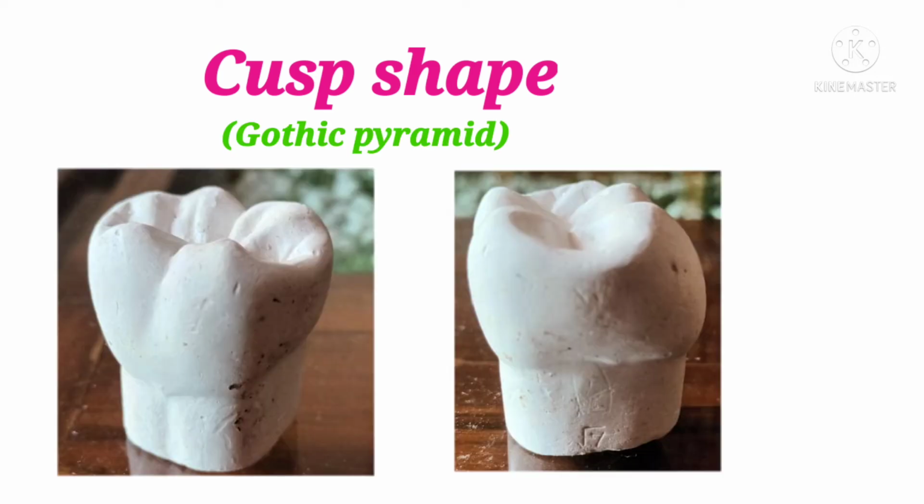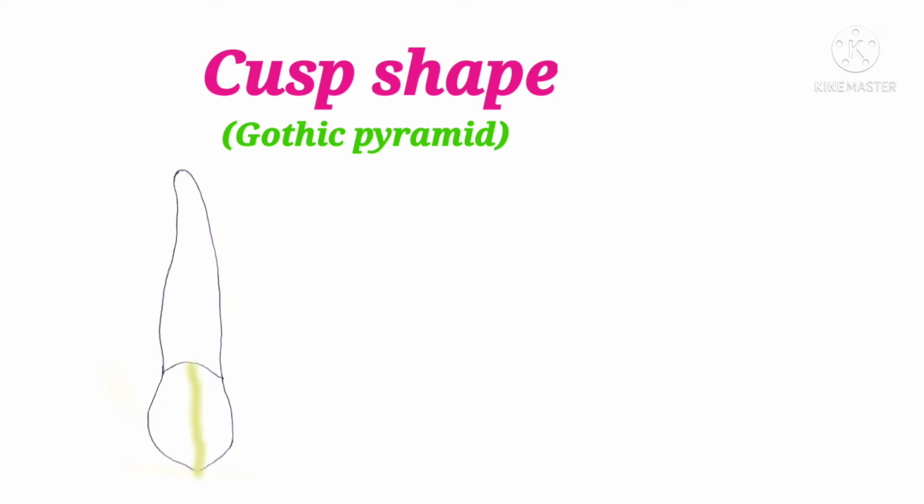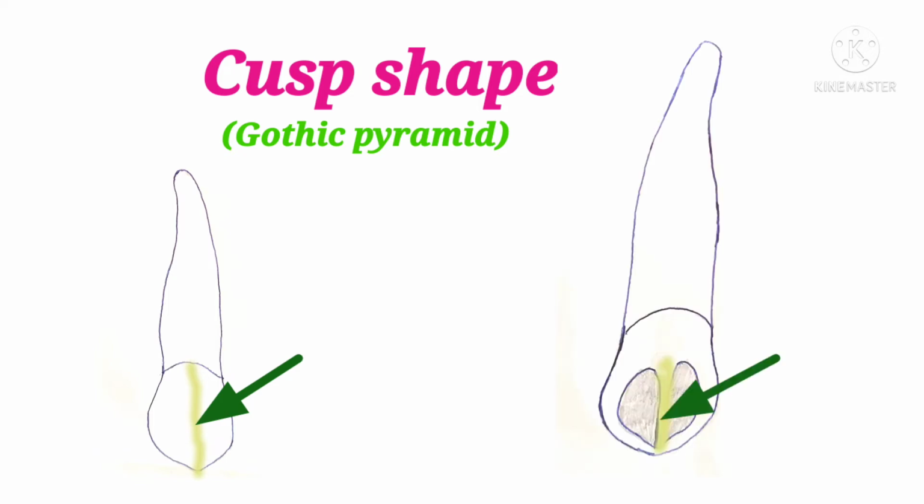If you have a look at the shape of a cusp, you can see each cusp is a Gothic pyramid with the 4 sides formed by 4 ridges that run down from the cusp tip. And these 4 ridges are mesial cusp ridge, distal cusp ridge, buccal or lingual cusp ridge, and triangular ridge of the cusp. And on either side of the triangular ridge, there are 2 cusp slopes. In canine tooth, there is a labial ridge, which is analogous to the buccal ridge of posterior teeth, and a lingual ridge, which is analogous to the triangular ridge of posterior teeth.